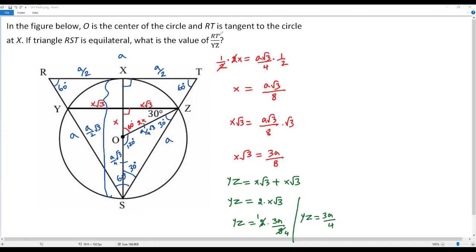Now we have the length of our RT and also YZ. Okay, let's get the value of this ratio, that is RT over YZ equals, the length of RT is a, that is the length of each side of the equilateral triangle, divided by the length of YZ, which is 3a over 4. Now let's do some simplification. We can change this division into multiplication and take the reciprocal for this one. Then I'm getting 4 over 3a. This a will cancel out. I'm getting 4 over 3. Here I got the value of RT over YZ, that is 4 over 3.